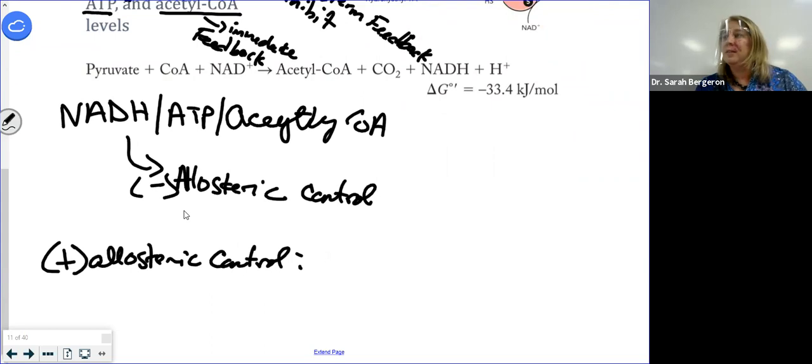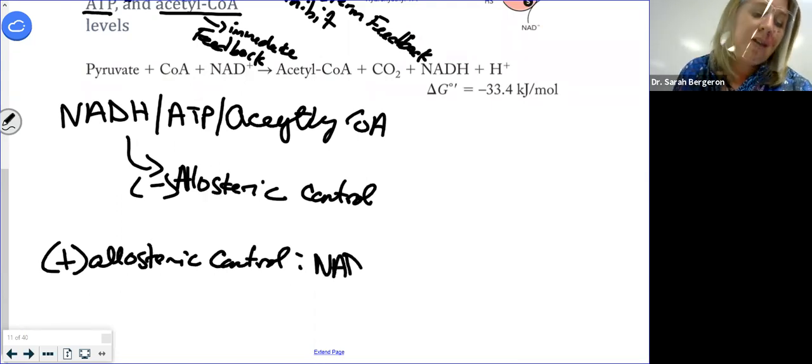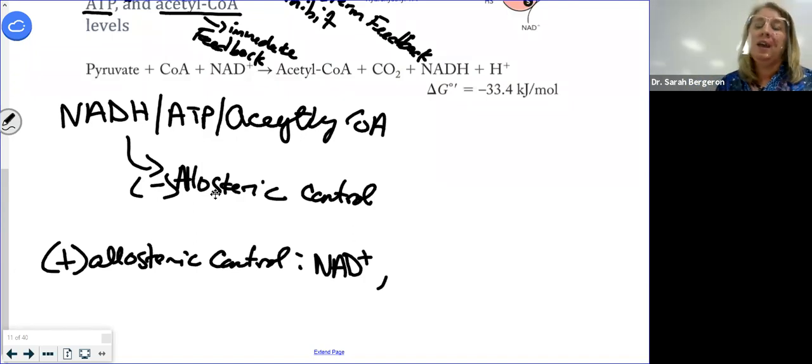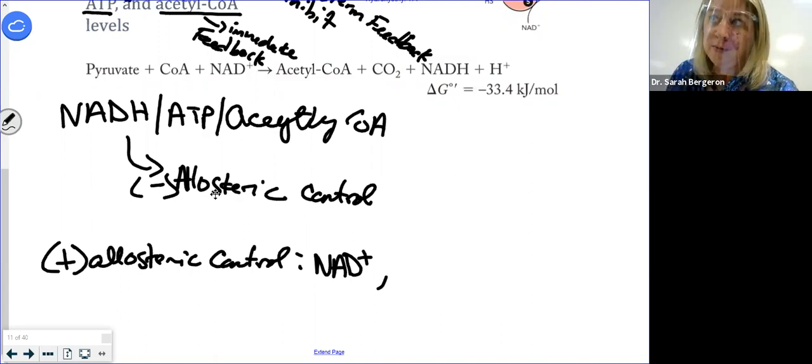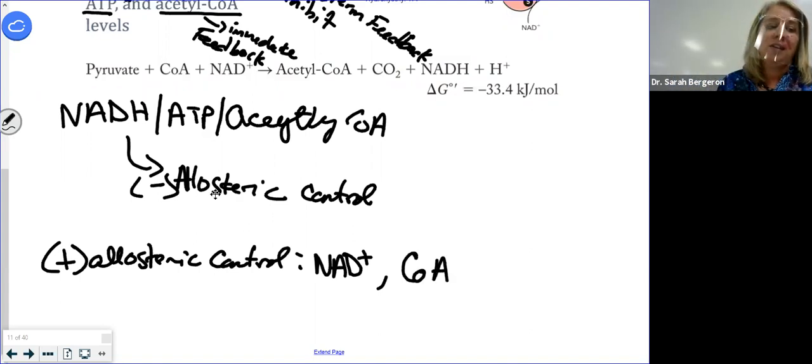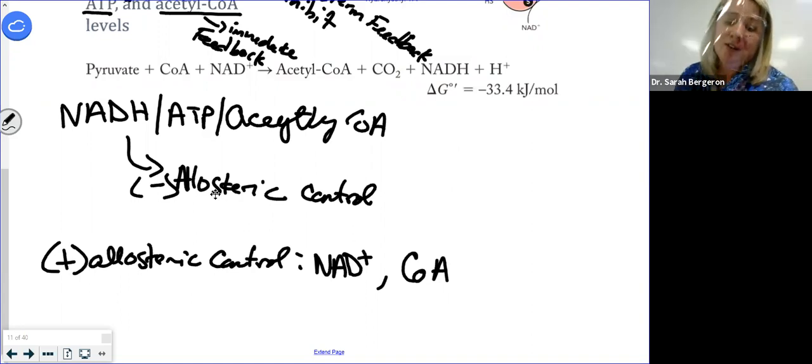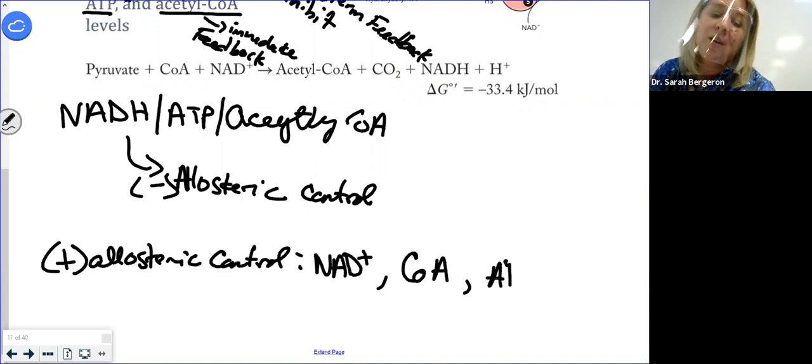What substances? I just told you all of them, actually. Well, not all of them, minus one. If NADH is a negative allosteric control, what's a positive? NAD+. If acetyl-CoA is a negative, what's the positive? Coenzyme A, CoA. Okay, if ATP is a negative allosteric control, what's going to be a positive allosteric control? ADP.